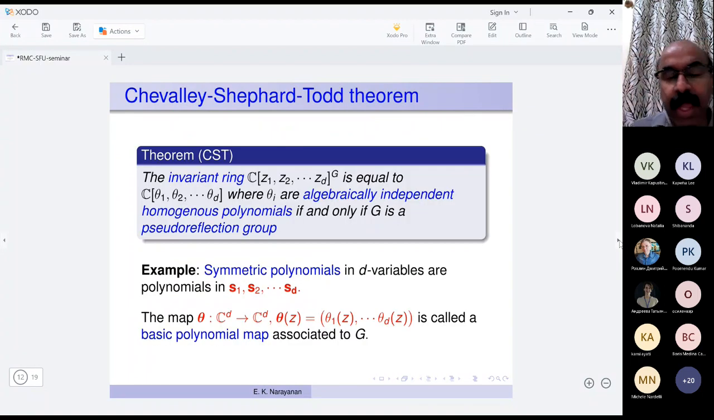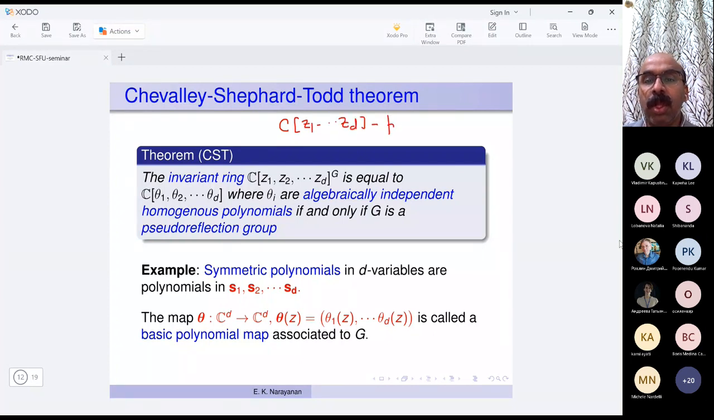Now, before we get into analysis on the quotient domains, we need some results from algebra, and I'll tell you what the analytic versions of these algebraic results are, which is what we will be using. So this is a well-known theorem in algebra, the Chevalley-Shephard-Todd theorem. This says that the invariant ring. So you look at all polynomials in d variables.